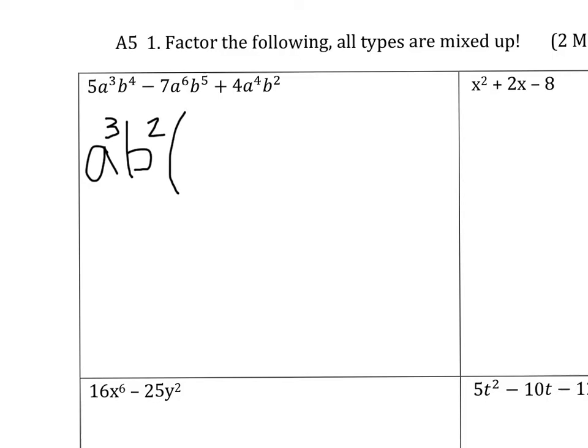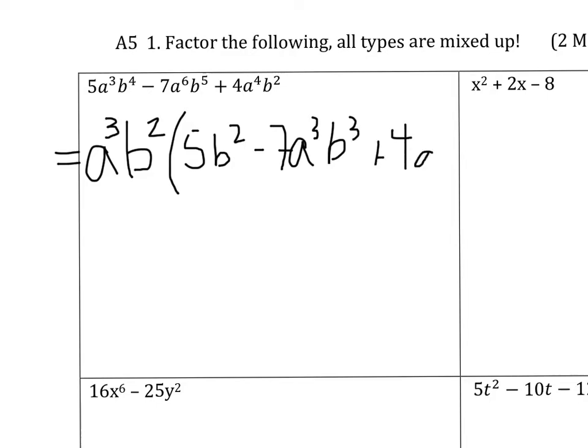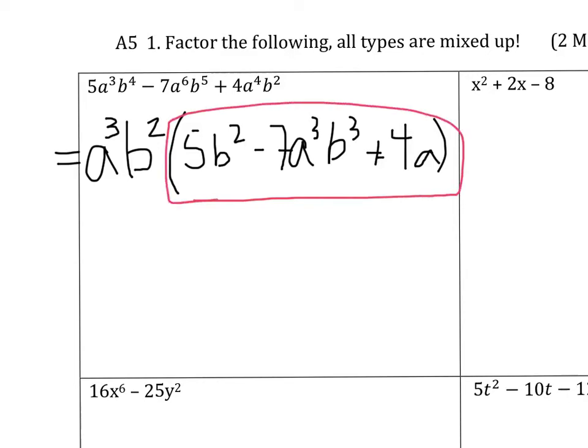So we'll pull that out, and we'll say that this is equal to A cubed times B squared times 5B squared minus 7A cubed B cubed plus 4A. Okay? And in fact, we're done. This trinomial that I have over here is not of the form ax squared plus bx plus c like we've seen before. And in fact, there's nothing more that I can do there. So we're done, and there's our answer.